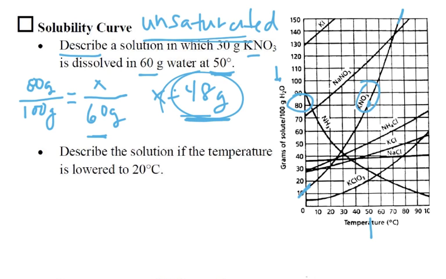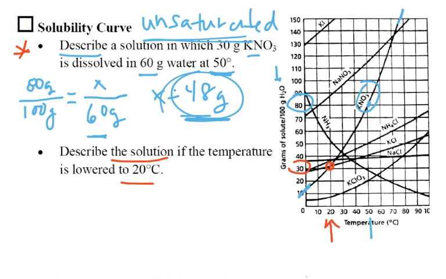Okay, the next one says, describe the solution. We're still talking about this solution here. Describe the solution if the temperature is lowered to 20. So now we've got to look at our graph and say, okay, at 20, find our line. It looks like that point. We're talking about somewhere a little bit higher than 30, so I'd say something like 32 grams.